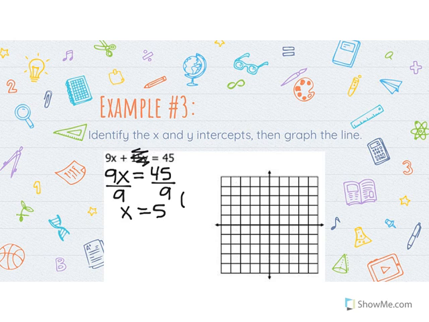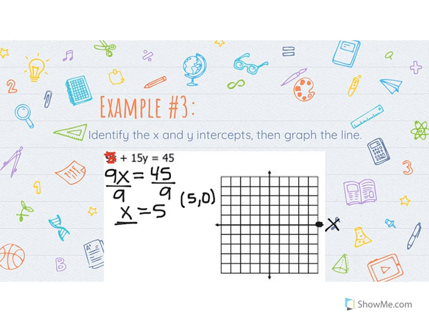Write that as a point. We ignored our y this time, so we have 5 comma 0. Go to our x-axis, it was the x equals, so 1, 2, 3, 4, 5. Put a point right there. And then we are going to ignore our x value now. So let's go ahead and cross that one out now.